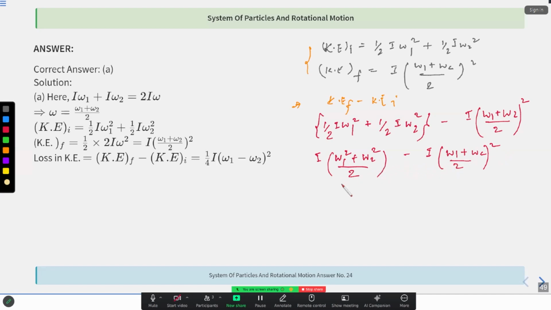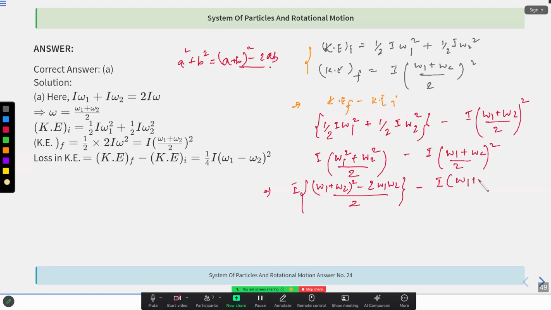All right, now let's move further. What are we going to do over here? A square plus B square. What is A square plus B square? I can write it as (A plus B) whole square minus 2AB. So it is (omega 1 plus omega 2) whole square minus 2 omega 1 omega 2, divided by 2, minus I into (omega 1 plus omega 2) whole square divided by 4. Now I have to take LCM. Let's bring it on a blackboard.